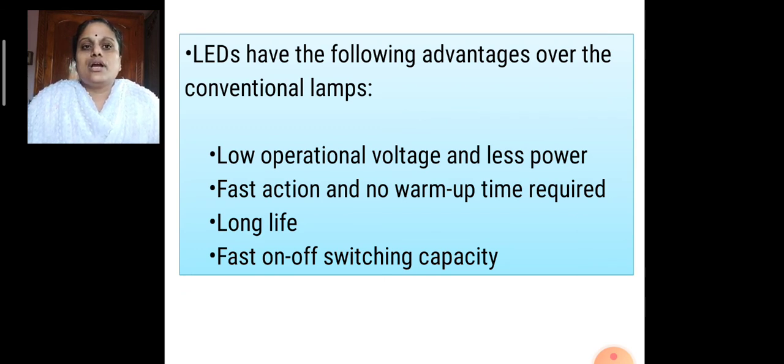LEDs have the following advantages over conventional lamps. LEDs have low operational voltage and consume less power. It has fast action and no warm-up time is required. It has a long life and fast on-off switching capability.